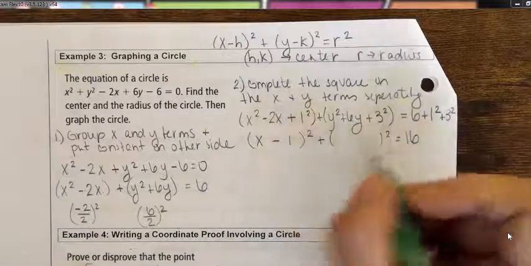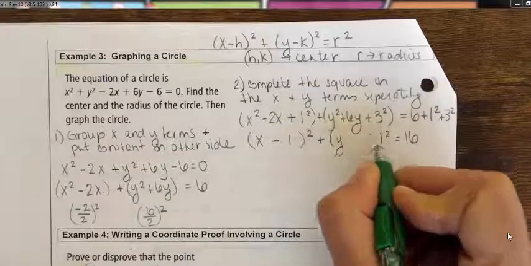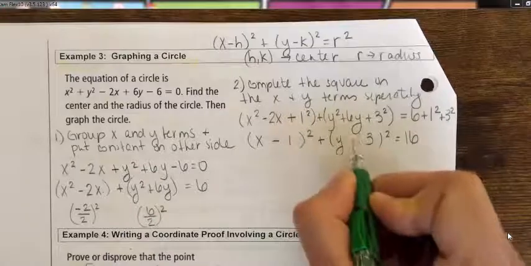And then for the y's, same thing. The square root of the first term, which is y, and the square root of the last term, which is 3. Take the sign of that middle term, which is a positive.